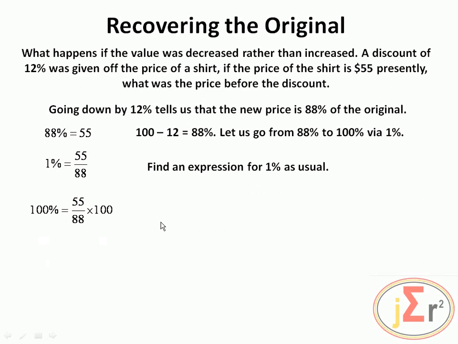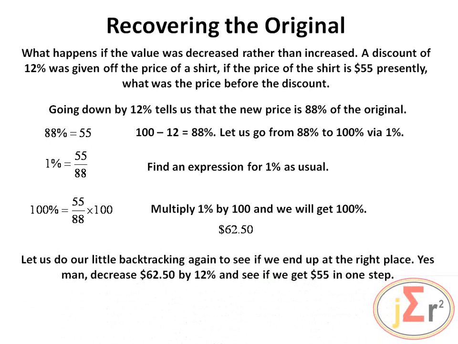So, what do we do next? Multiply 1% by 100 and we'll get 100%. So, this is our 1% here, 55 over 88. We're going to multiply by 100 and we will get 100%. That's what it turns out to be. Right. So, let us do our little backtracking again to see if we end up at the right place. Decrease $62.50 by 12% and see if we get $55 in one step.